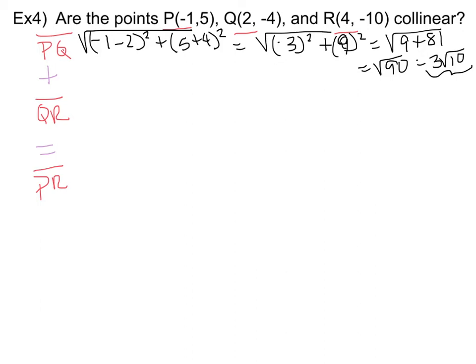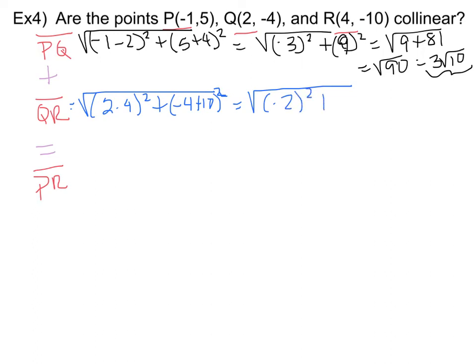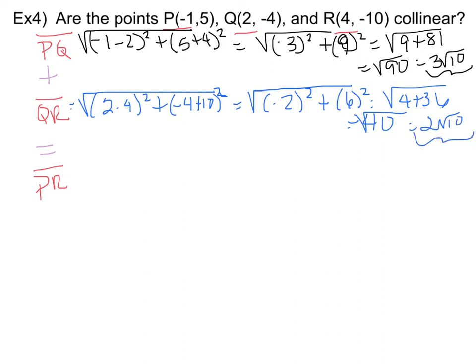Let me change my color up here. Okay, so QR is going to be the square root of 2 minus 4, squared, plus negative 4 plus 10. Again, I'm subtracting a negative, so you can add that. That is equal to the square root of negative 2 squared plus 6 squared. So I get the square root of 4 plus 36, which is the square root of 40. So 2 square roots of 10 is our answer for that one.